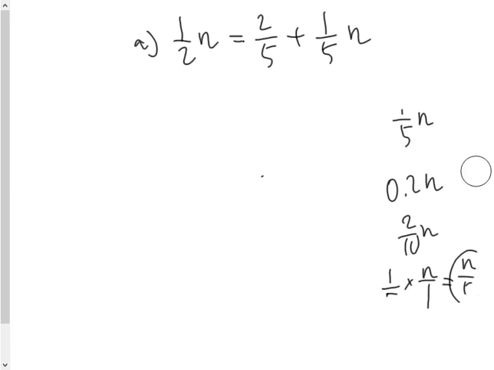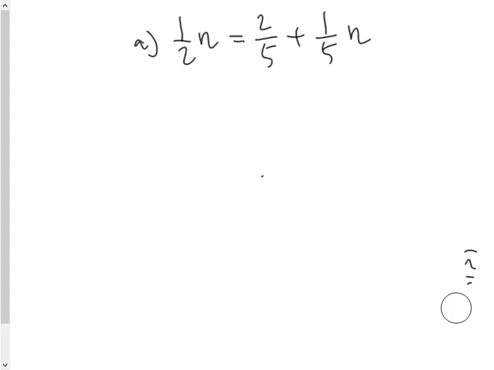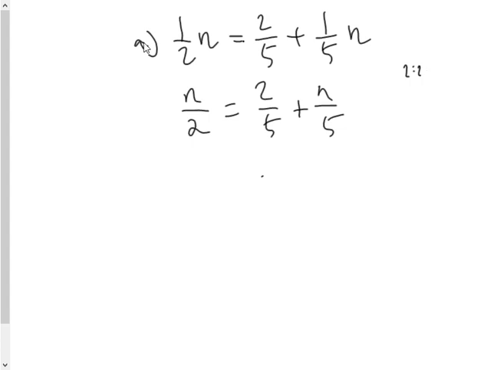So because this is usually the way we like to look at things, what I would do first, if this was my question, is take this question and change it into half of n equals 2/5 plus a fifth of n. That's what I would do. And then, because you have a whole lot of fractions, we have learned that if you multiply both sides of an equation by a common multiple of the denominators, so multiples of 2 are 2, 4, 6, 8, 10, 12, etc. Multiples of 5, which is the other denominator, are 5, 10, 15, 20.